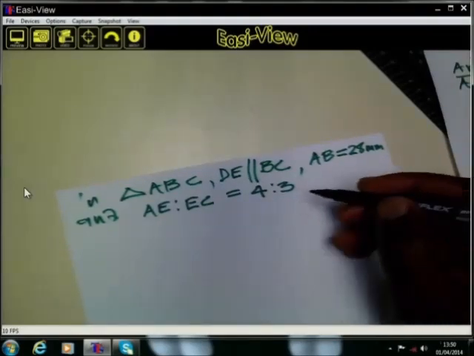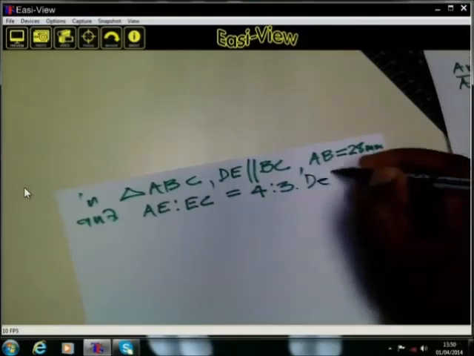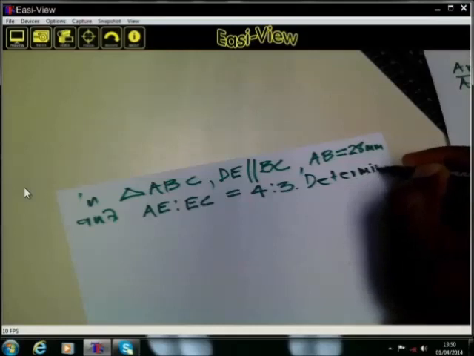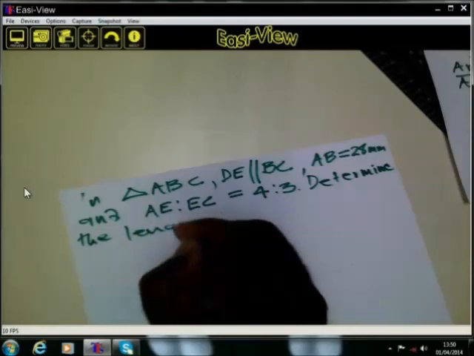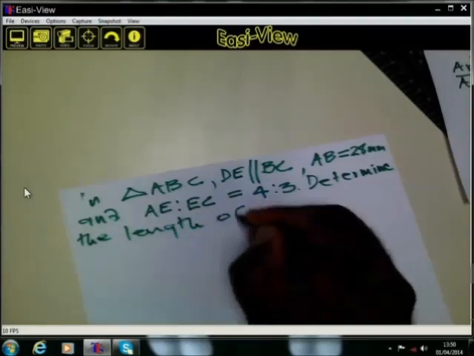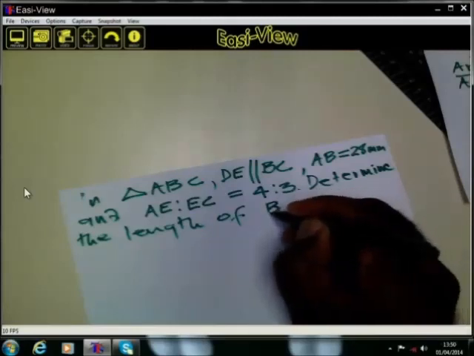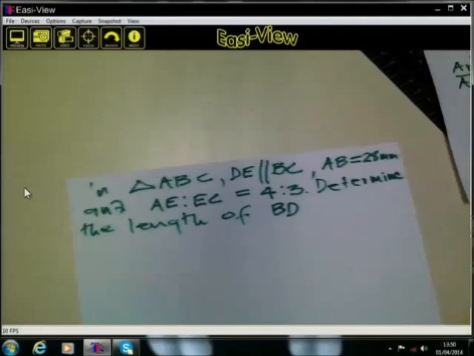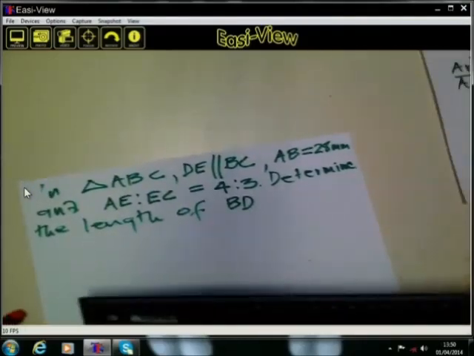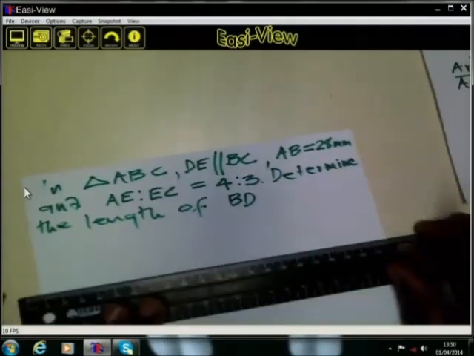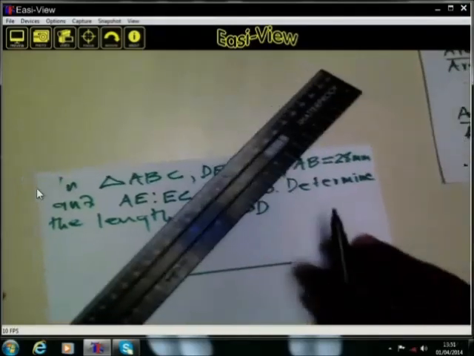Now they say, determine the length of side BD. When you look at this statement, if you are given this type of a statement, it will always be accompanied by a diagram. In this case, this is how my diagram would look like.